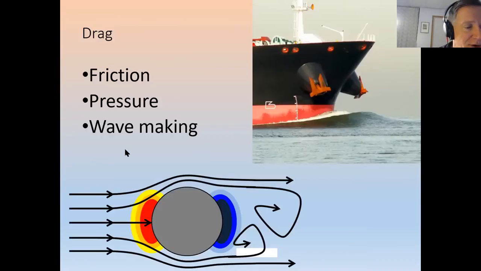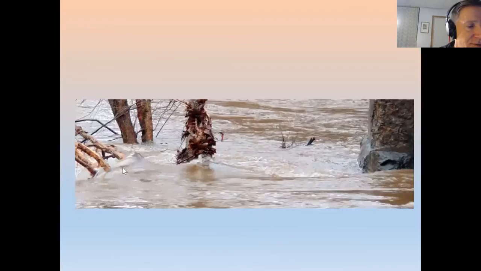And here's another image of wave-making drag. You can see a stream, a nearby stream. You see a trough behind a pillar and how the water piles up on top of these flooded trees. So that's using energy, so that makes sense. It's a type of drag. If you're trying to reduce drag, you want to reduce that wave-making drag.